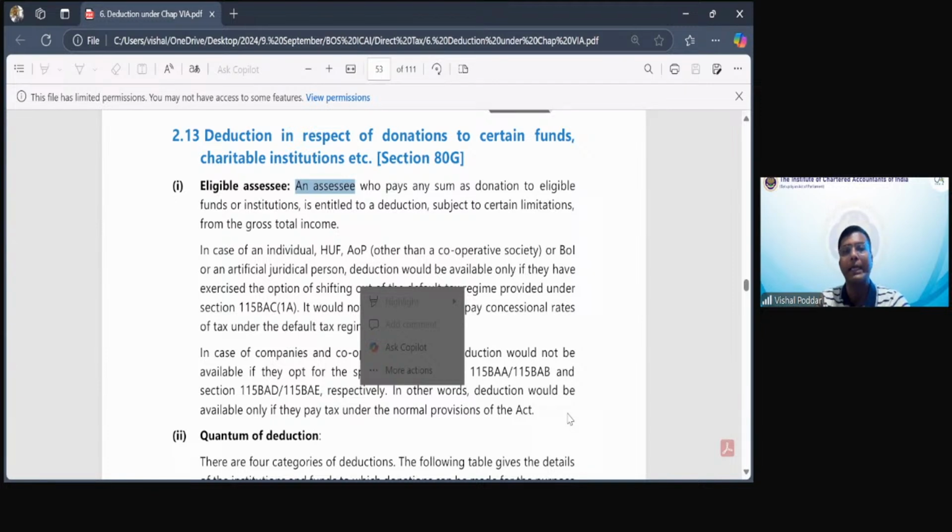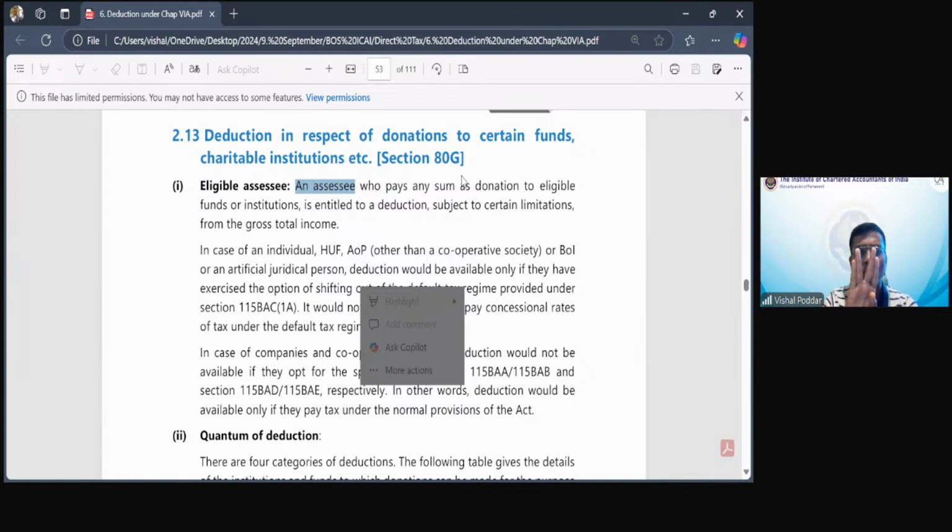Now, the most interesting and important point over here is that the deduction is allowed if you are making donations, and they have classified the donation into 4 categories. Pay attention. The donations are classified into 4. 4 is then split into 2 and 2 is then split into 4. How? So first, donations are covered.